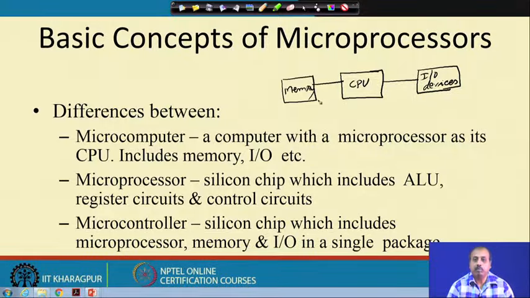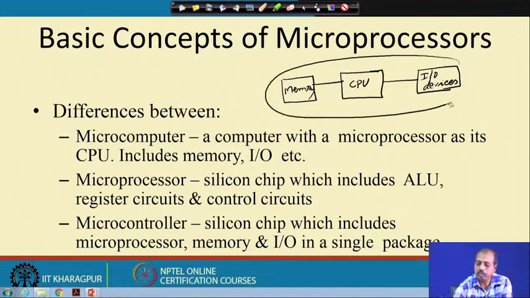There can be discrete component CPUs, which were there in earlier systems, but now almost all the computers that you see host a microprocessor which takes care of the operations. And then we have microcontrollers also, where the entire CPU, memory and IO device are put into a single chip.